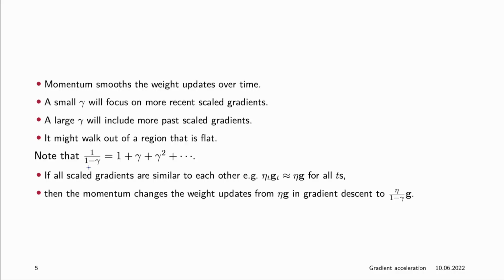Also note that because the sum over all these gamma values, 1 plus gamma plus gamma squared and so forth, equals 1 divided by 1 minus gamma, it results that if all the gradients are always similar to each other, so if eta at time step t times the gradient at time step t can be approximated by eta times g for all time steps, then the momentum changes the weight updates from eta times g to eta divided by 1 minus gamma times g.